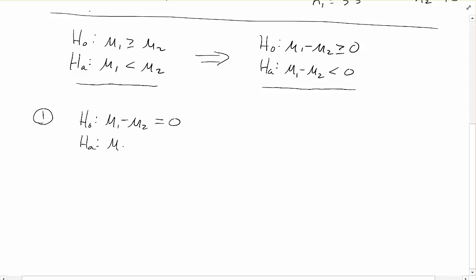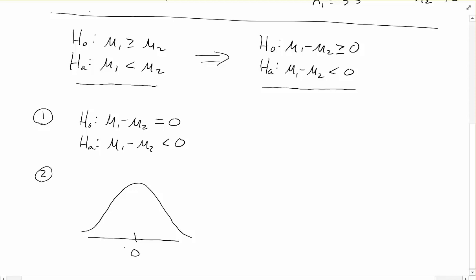The alternative is mu1 minus mu2 less than 0. Certainly, if I can prove that mu1 minus mu2 is less than 0, then I've proven that it can't be greater than 0. So I can just go ahead and assume that the null hypothesis is equal to. And one nice thing about that is that we can build the sampling distribution with 0 in the center.